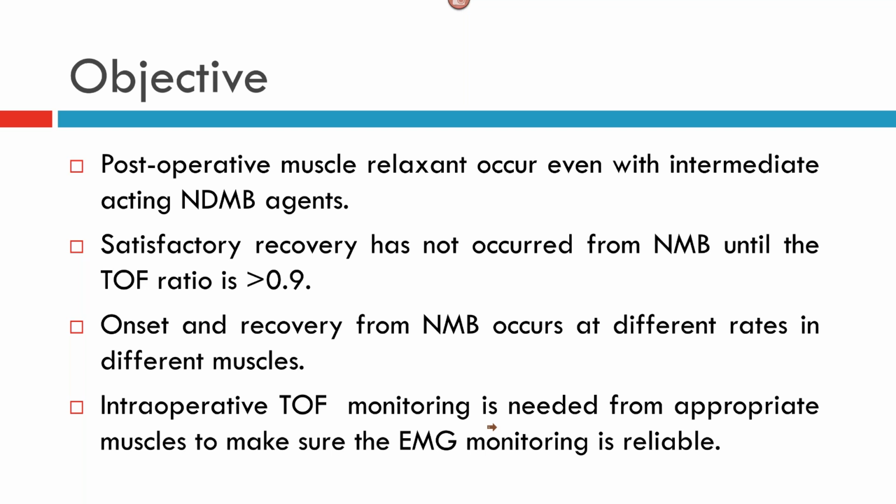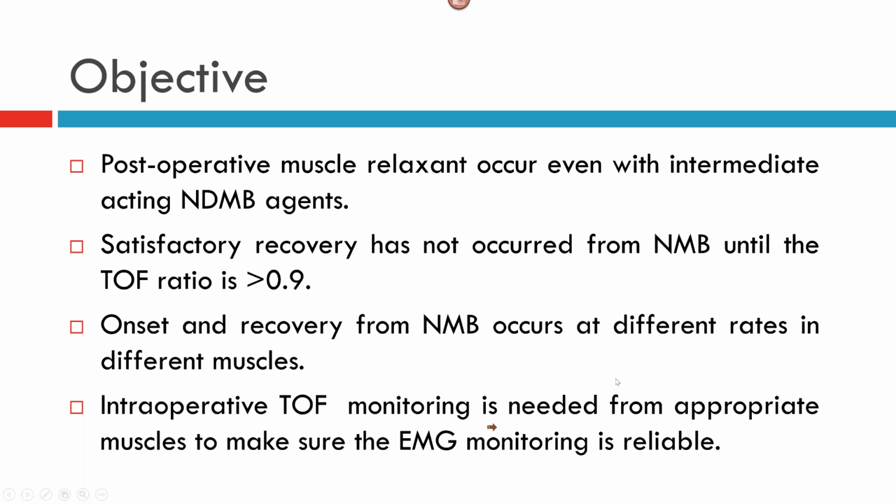Muscles have 4 twitches, so train of 4 can help in a great way, giving them feedback. They can extubate the patient safely, because there's a risk. There is published literature that there's a risk of post-operative pulmonary complications and other problems because the patient was not fully recovered in the OR and was extubated.